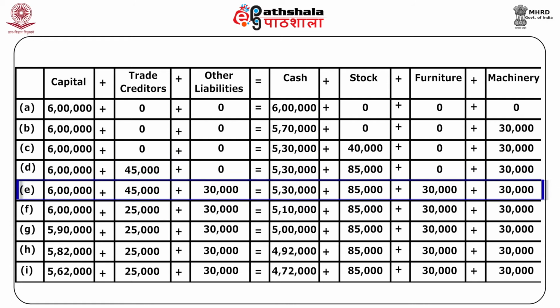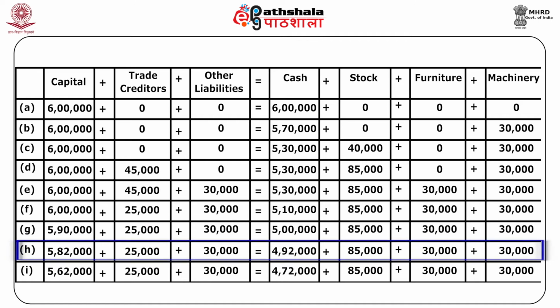In E part, we have 6 lakh of capital plus 45,000 of creditors plus 30,000 of liabilities, which will give you 5,30,000 of cash plus 85,000 of stock plus 30,000 of furniture plus 30,000 of machinery. On F part, we have 6 lakh of capital plus 25,000 of creditors plus 30,000 liabilities, which will give you 5,10,000 of cash plus 85,000 of stock plus 30,000 of furniture plus 30,000 of machinery. On G part, we have 5,90,000 of capital plus 25,000 of creditors plus 30,000 of liabilities, which will give you 5 lakh cash, 85,000 of stock plus 30,000 furniture plus 30,000 of machinery.